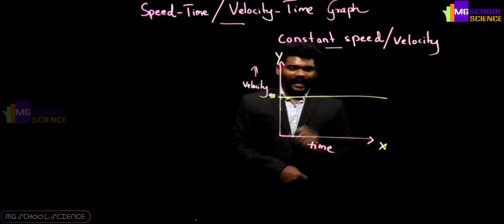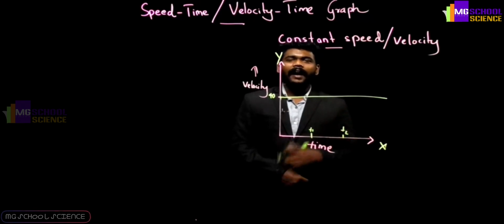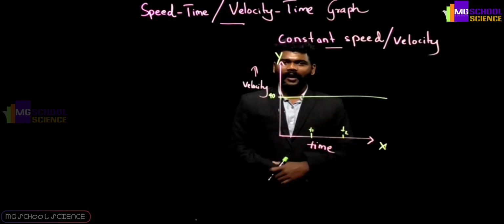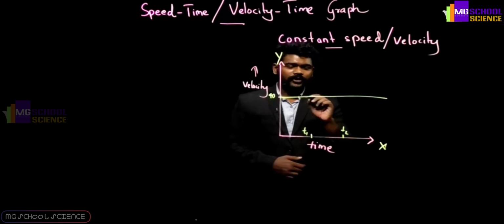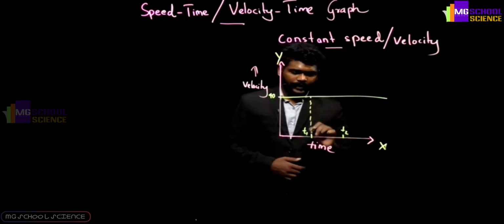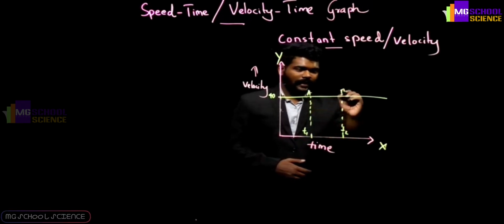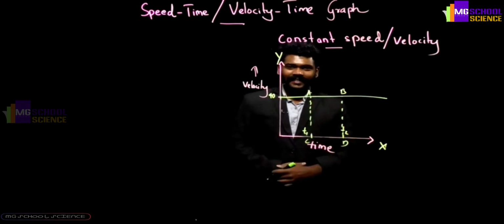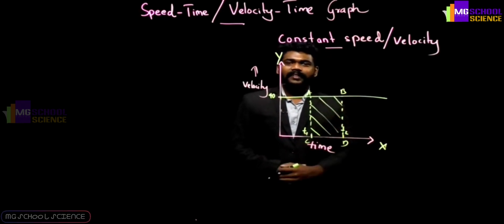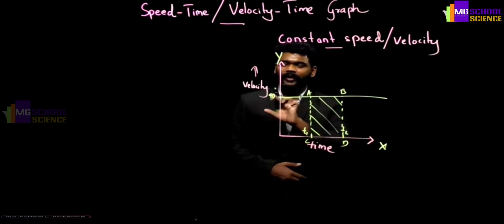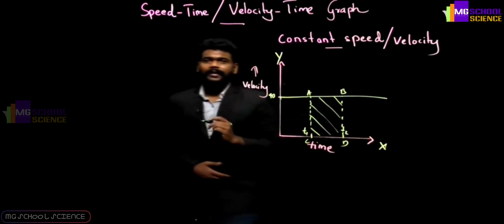Let's say I have a time interval of t1 and t2 in the graph such that I need to find the distance traveled by this car between the time interval t1 and t2. Therefore, to find the distance, I am joining this line with t1 and t2. Therefore, I get a rectangle ABCD. Then, the area under this rectangle ABCD gives you the distance traveled by the car with velocity 40 km an hour between the time interval t1 and t2.